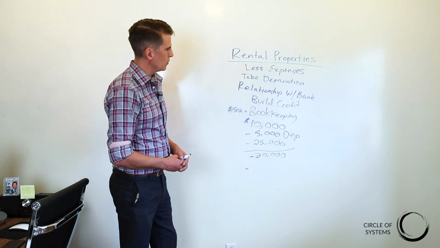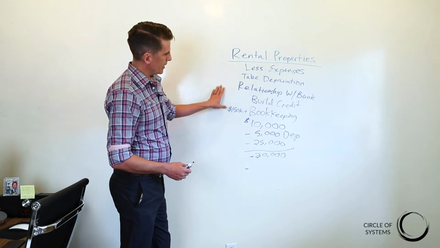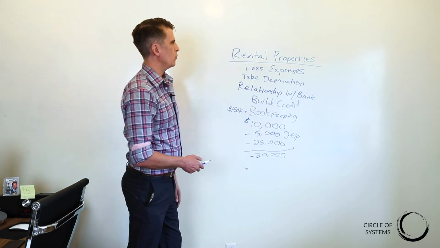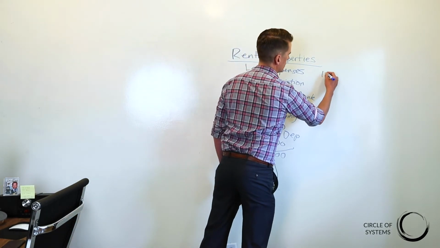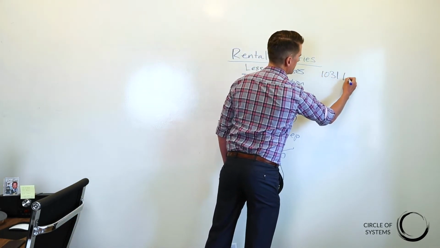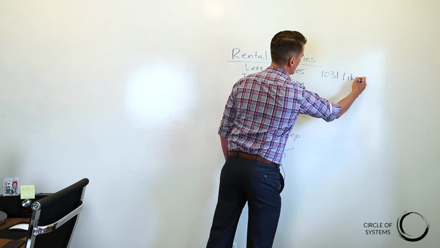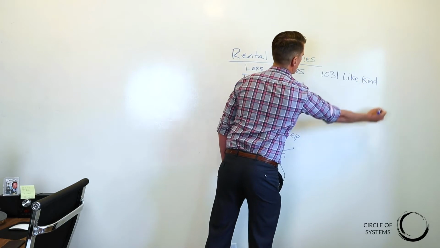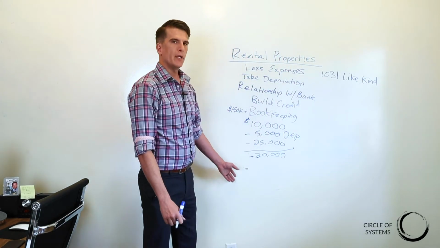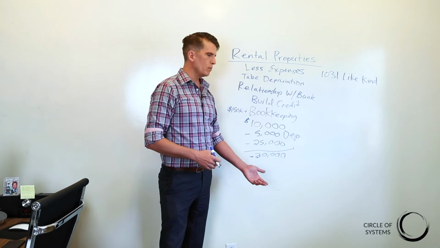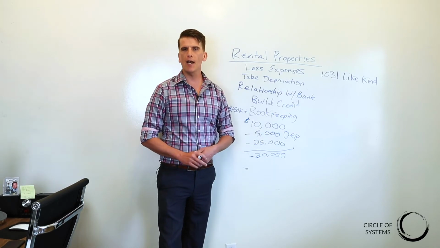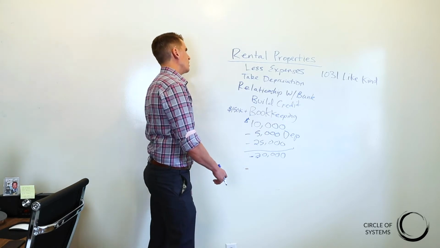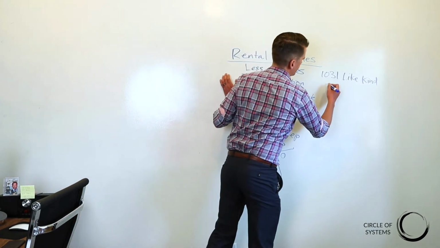But yeah, so another big cool strategy with rental properties is something called a 1031 like-kind exchange. And I'm going to do a whole separate video on like-kind because it is kind of complex, but I'll give you a quick breakdown. When you sell a property, if it's not your personal home, if it's a rental property, you're going to have capital gains tax. So let's say you bought it for $500,000.